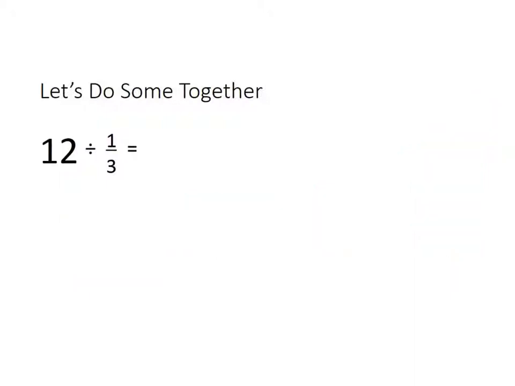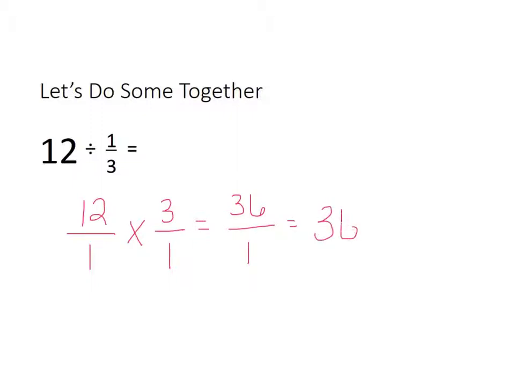This is going to be our last example we're going to do together tonight. 12 divided by 1/3. First thing you need to do, change the 12, the whole number, into a fraction. Change the division to a multiplication. Reciprocal of the second fraction. And multiply. 12 times 3 is 36 over 1. Reduce, you get 36. So 12 divided by 1/3 would be 36.